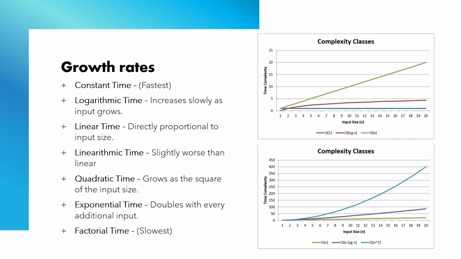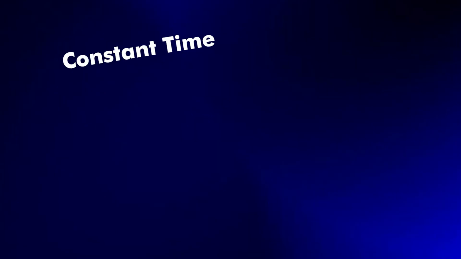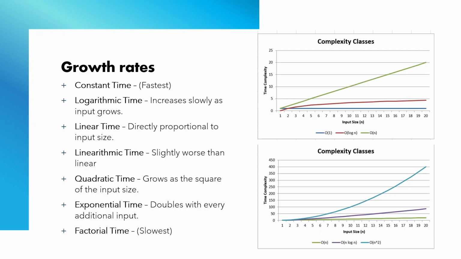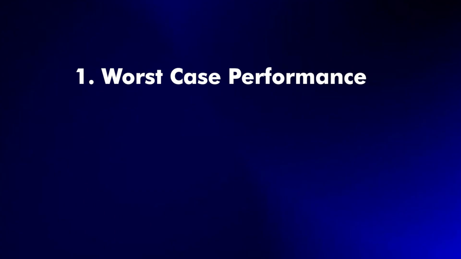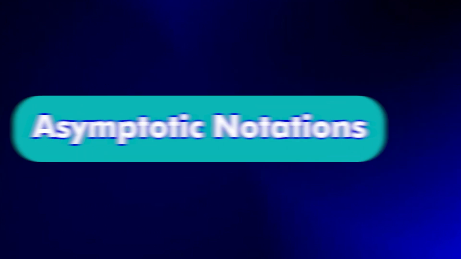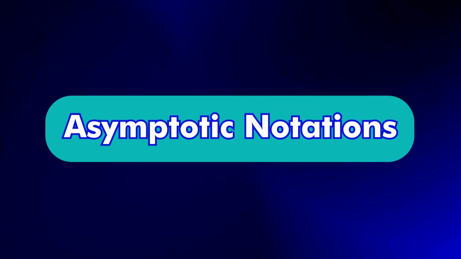So whenever you are choosing an algorithm, especially for large data sets, aim for those with lower time complexities like constant time, logarithmic time, or linear time. And also when analyzing algorithms, we normally consider how algorithms perform in different scenarios. We'll often look at the performance of algorithms in 3 different angles: the worst case, the best case, and the average case performance. And this leads us to asymptotic notations.